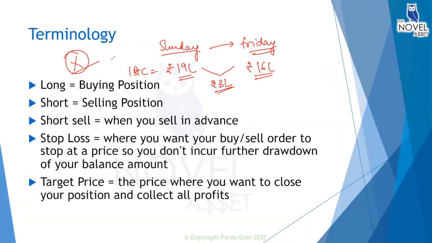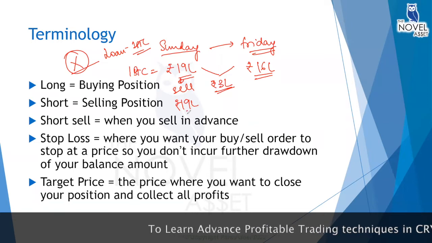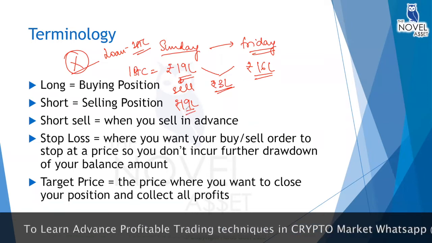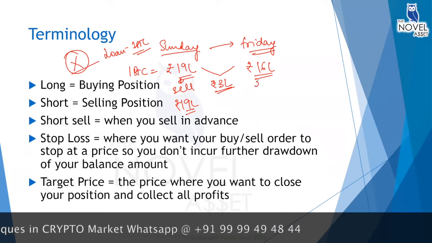So what I'll do to realize this profit, I will ask my broker, let's say Binance, to give me 1 BTC on loan. So I will loan 1 BTC from Binance. Once I get this BTC in my wallet, I'll sell it in advance and I will receive 19 lakh rupees in payment. Okay, understood till here?